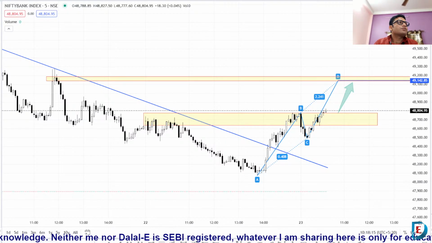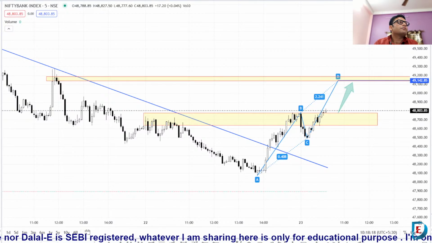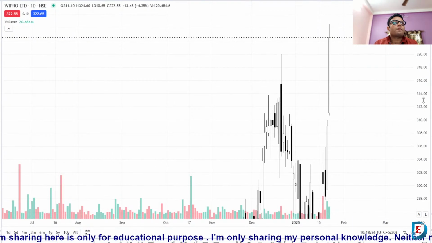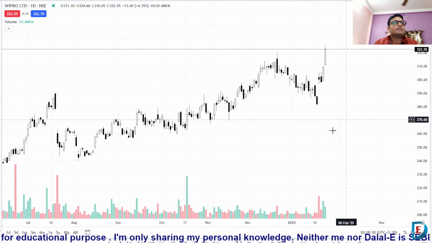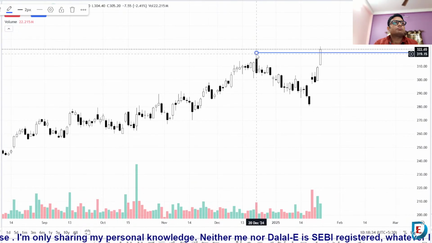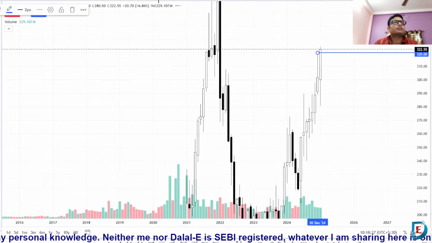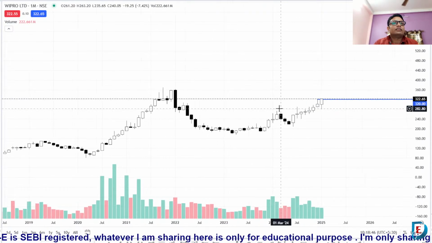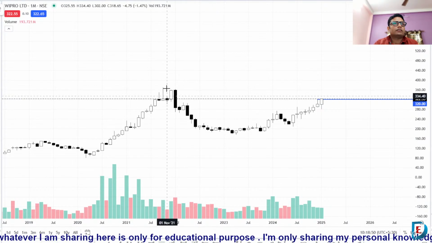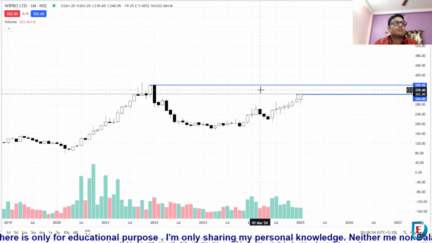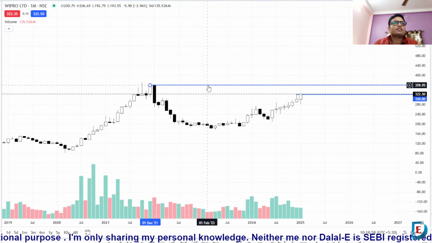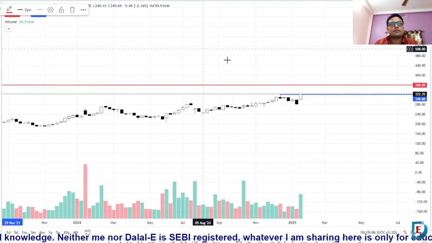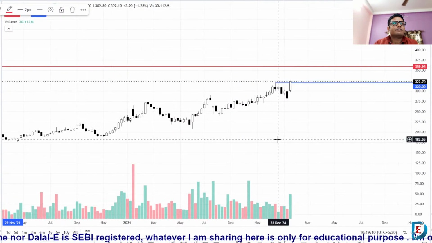Now, let's move to some stock specific actions. Let's see what's happening in the stocks. Wipro is the top gainer of the Nifty 50 today, and we can see here is a breakout. Let's go to the monthly time frame at first. The fall came from this level, so this 360 level will act as strong resistance right now, and it's a breakout. And the weekly time frame as well.